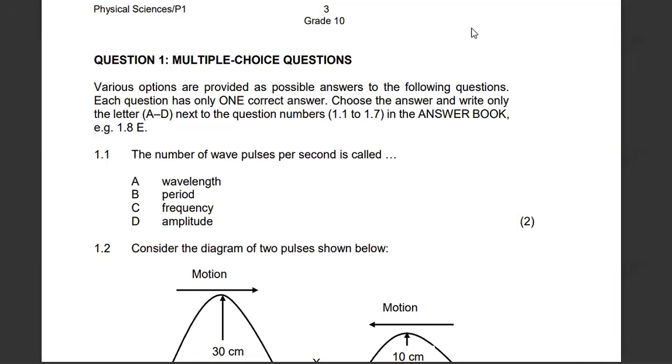Okay, so we have four options that are provided, and we must choose the correct option. So the number of wave pulses per second will be known as the frequency. Okay, the number of complete waves that are passing a point in 1 second, that is known as the frequency.